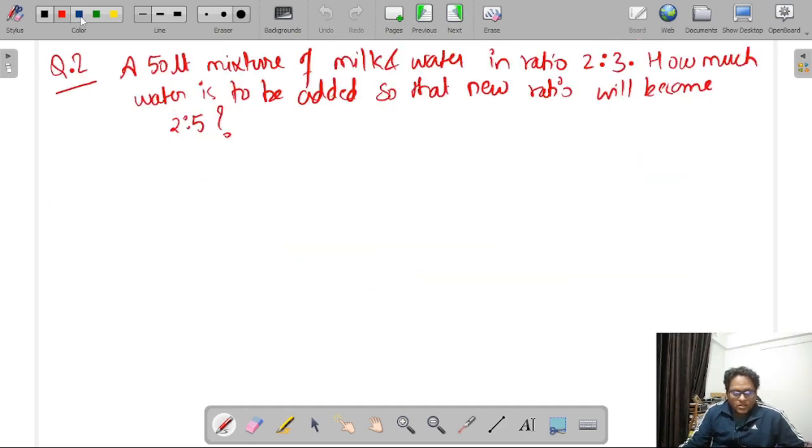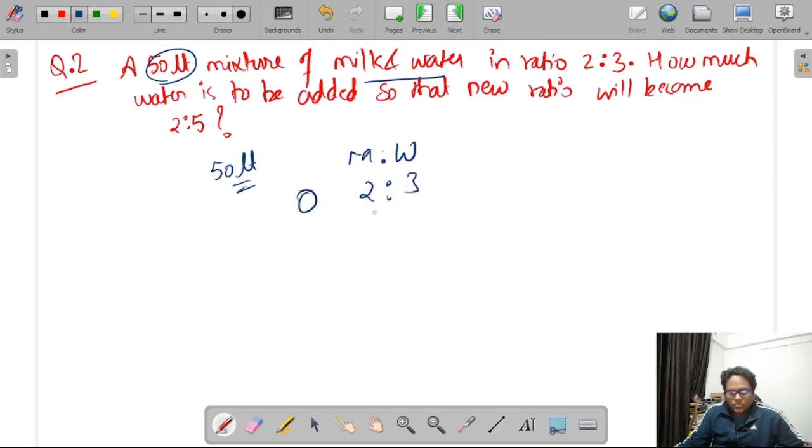A similar question: we have 50 liters of mixture, milk and water. The original ratio was 2:3, and we are asked how much water is to be added so that the new ratio will become 2:5. So the new ratio is 2:5.